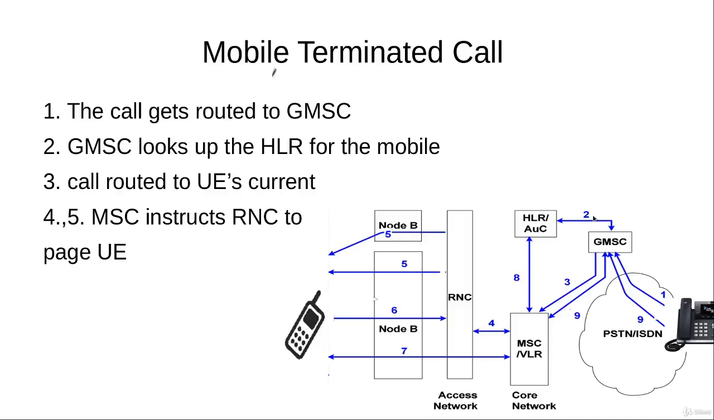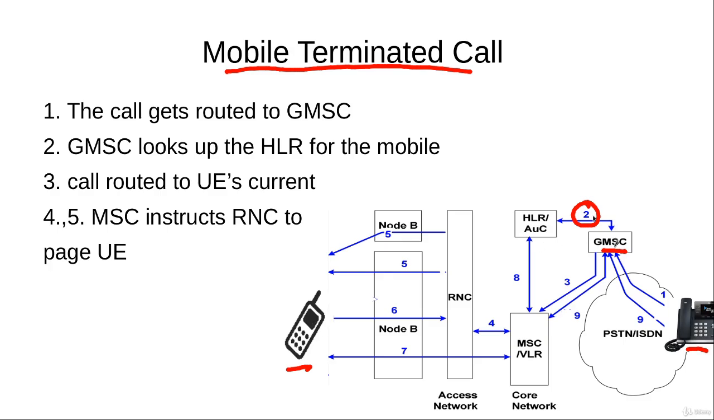Now we come to the call flow for the mobile terminated call in the case of 3G. Suppose this fixed telephone is calling this user equipment. So the call of this fixed telephony user would first go to the gateway MSC, and the gateway MSC would then check with the HLR what is the current MSC location of this user equipment.